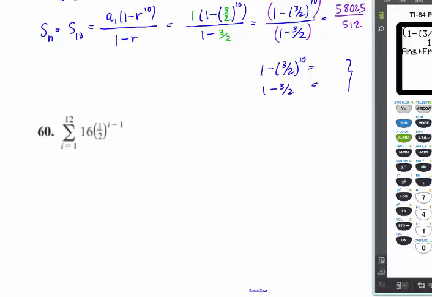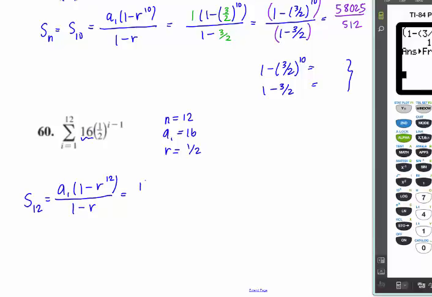Alright, we have to identify the pieces. We have n equals 12 for the finite sum. The first term is 16, and the common ratio is 1/2. So the sum of the first 12 terms is the first term times 1 minus the common ratio raised to the n power of 12, divided by 1 minus r. That is the first term 16 times 1 minus r, which is 1/2, raise it all to the 12th, and divide that by 1 minus 1/2.